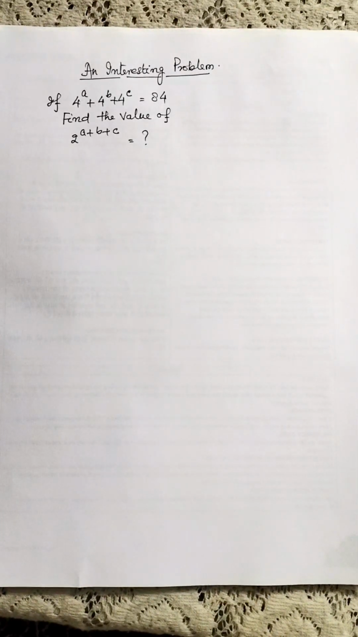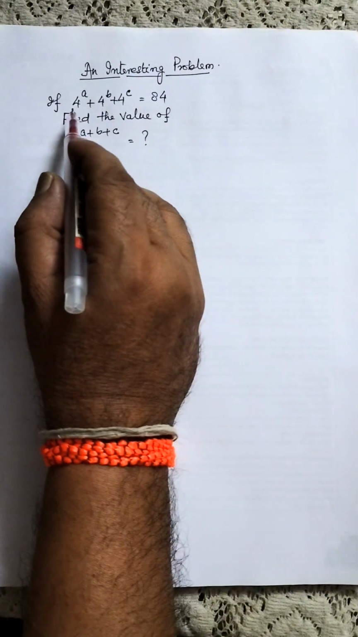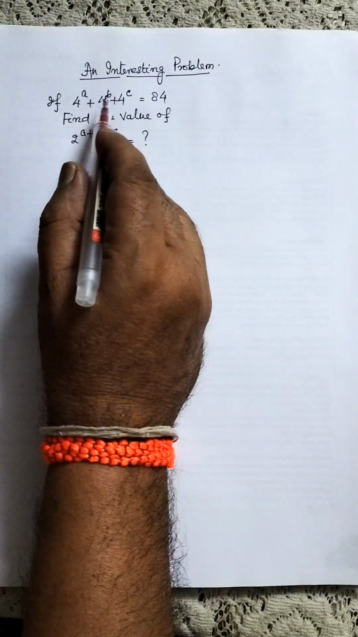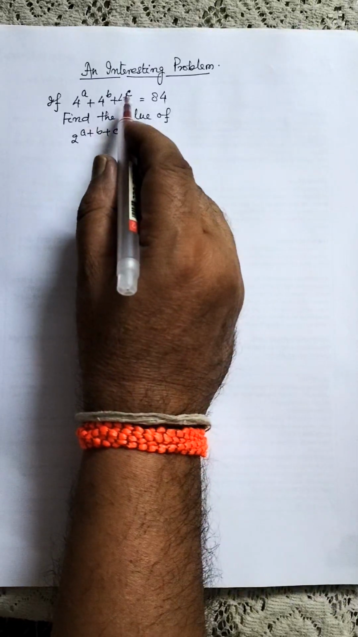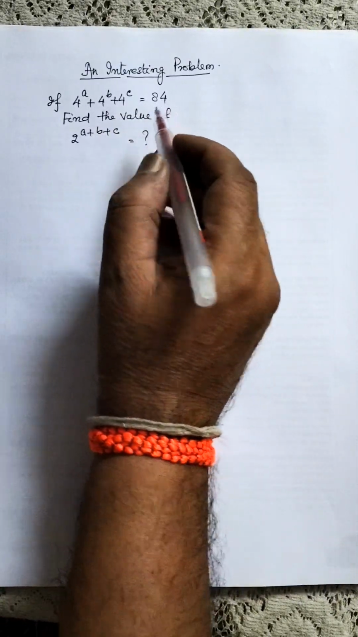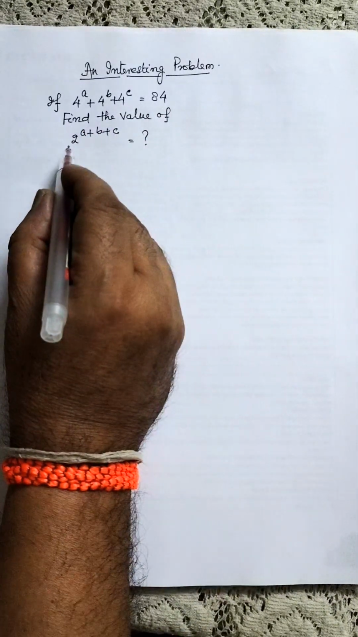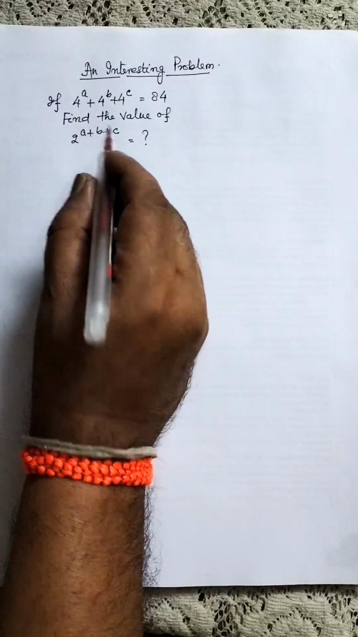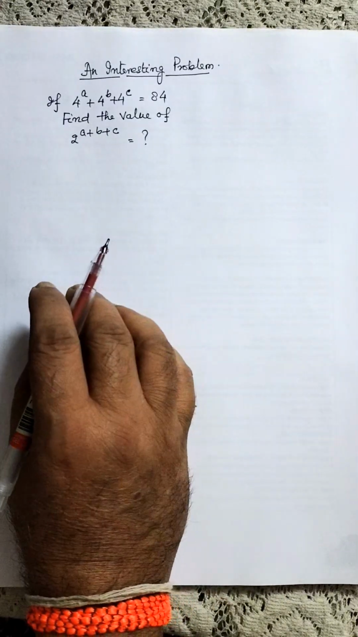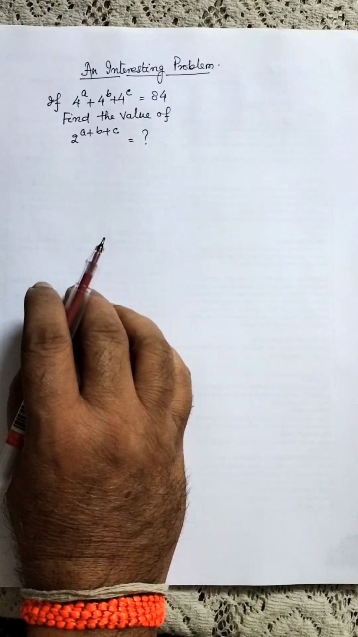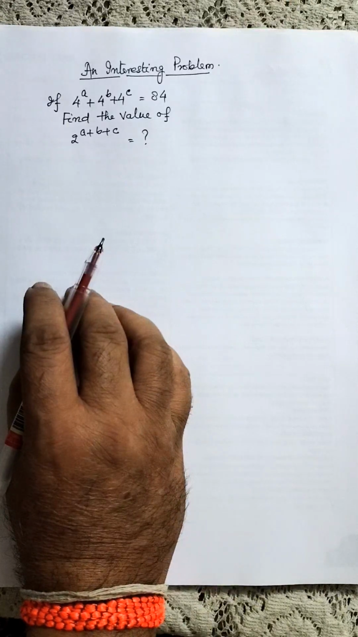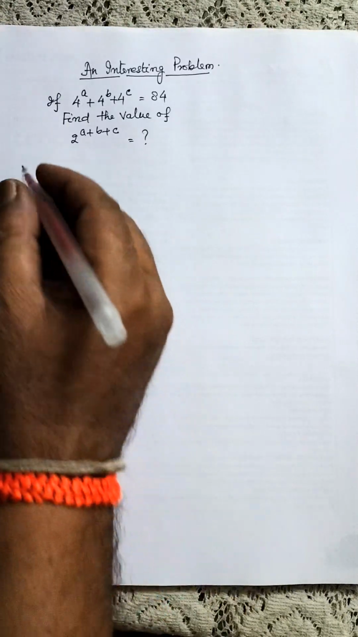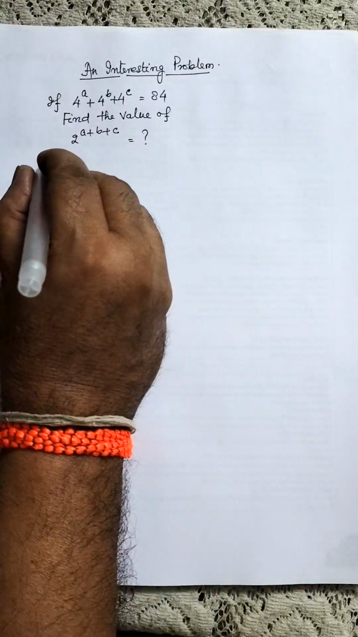Here we have another interesting problem to solve. That is, if 4 raised to the power of a plus 4 raised to the power of b plus 4 raised to the power of c is 84, then find the value of 2 to the power of a plus b plus c. If you think you can solve it, then pause the video and try yourself. Otherwise, let us solve it together. So let us start the solution.